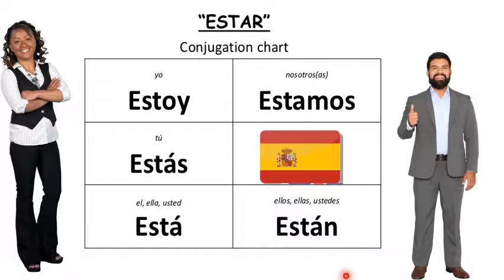Please practice making sentences with the verb estar, right? Like, yo estoy muy feliz, right? Something like that, okay? Or, estamos en casa, right? Nosotros estamos en casa. We are at home. Okay, something like that. Please practice that with all five conjugations of el verbo estar, right?